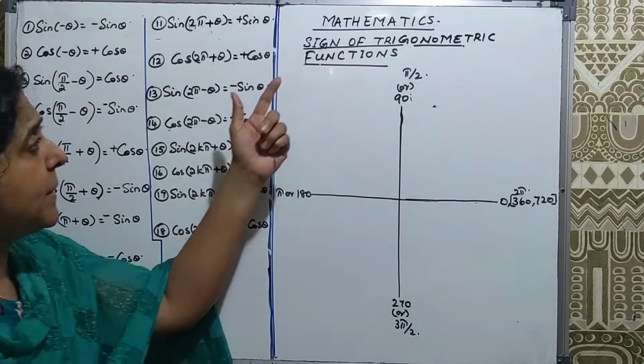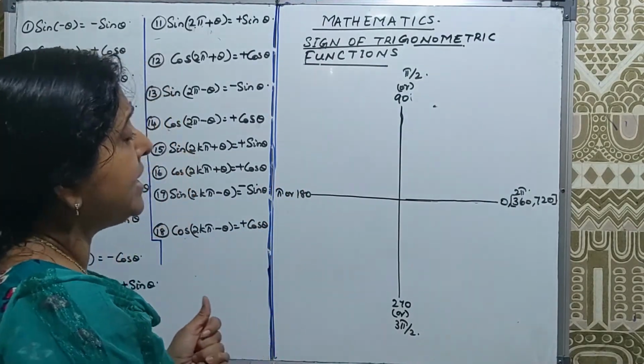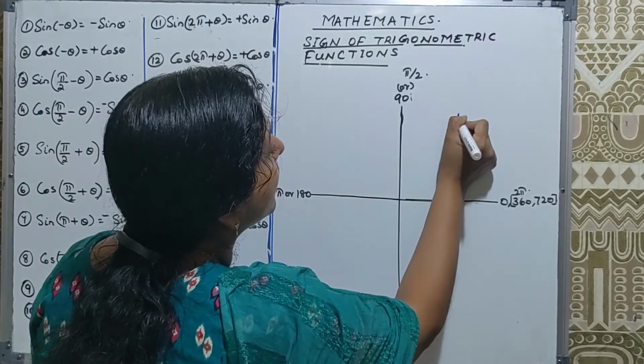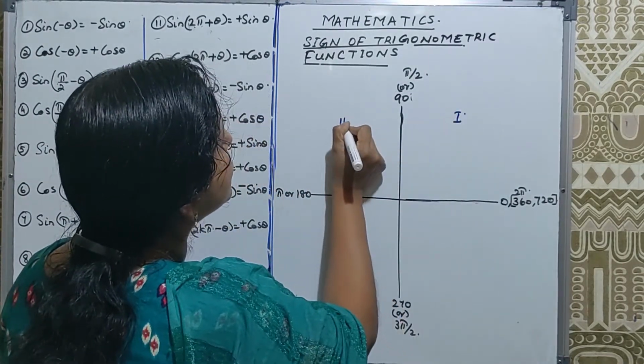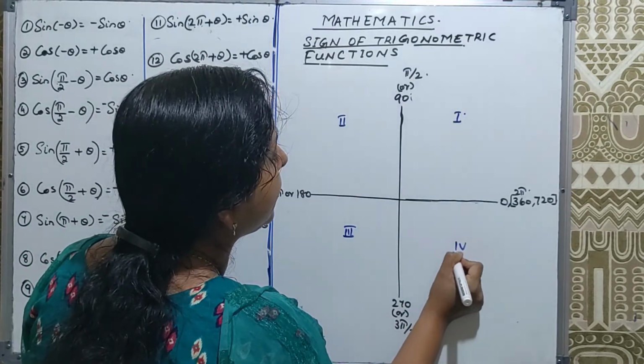Hello children, we are doing mathematics, sine of trigonometric functions. For that one you have to divide. For finding the sine now, we have to divide it into 4 quadrants. Quadrant 1 and quadrant 2, quadrant 3 and quadrant 4.